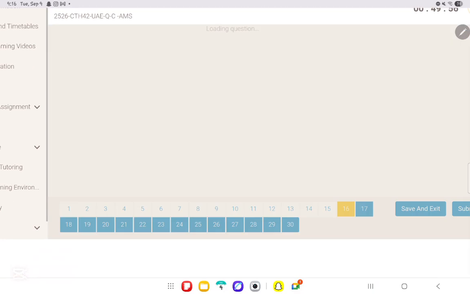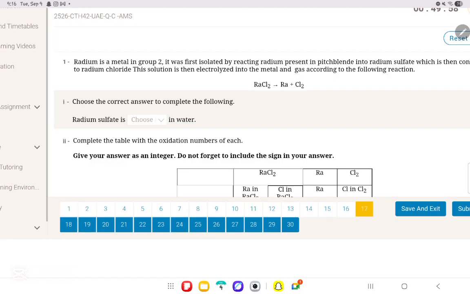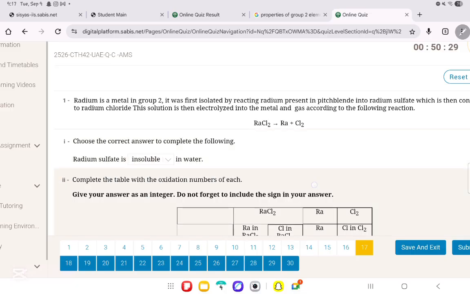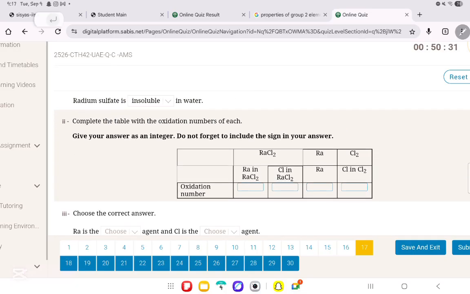Let's move on to question number 17. What does it say? Now, radium sulfate is what in water. Remember, we said as we go down the group, solubility of sulfate decreases. So if in calcium, strontium, barium, it is a solid, that means in radium, which is even lower in the group, it's going to be a solid, or insoluble in water.